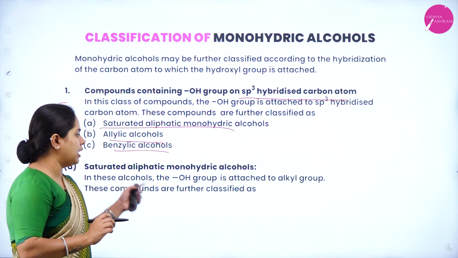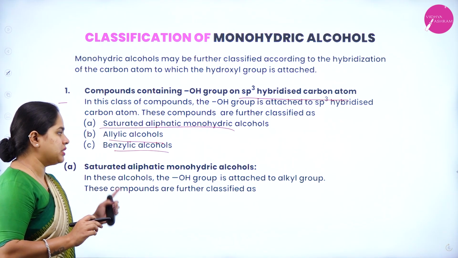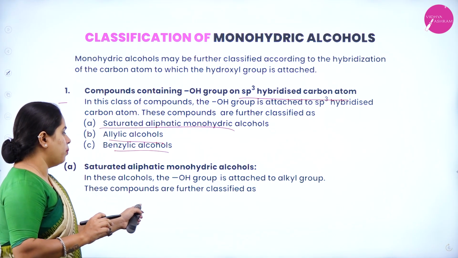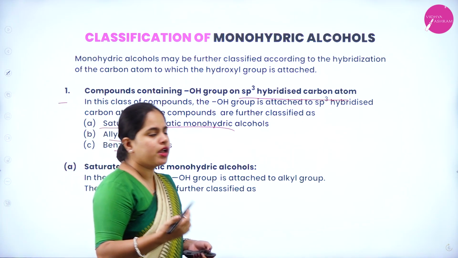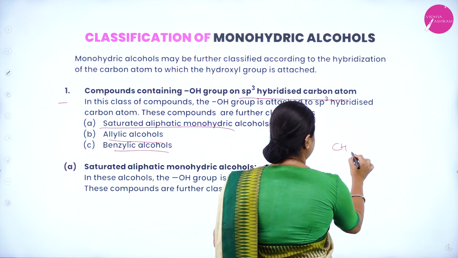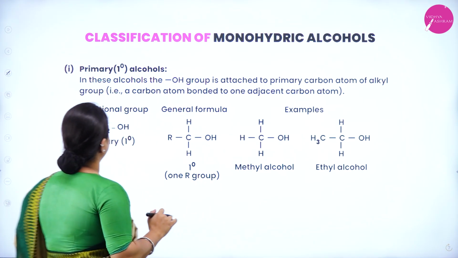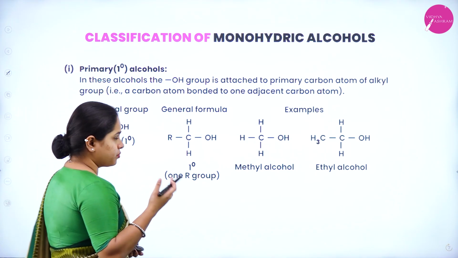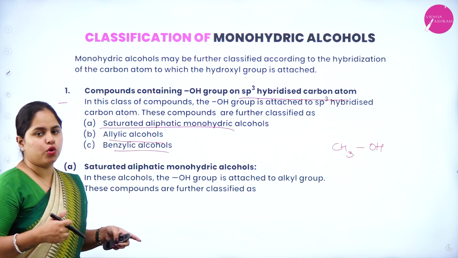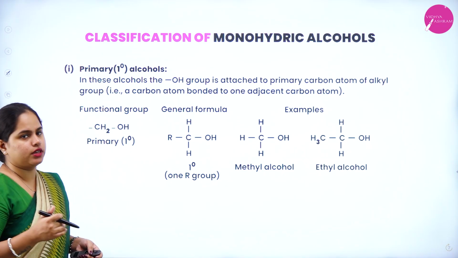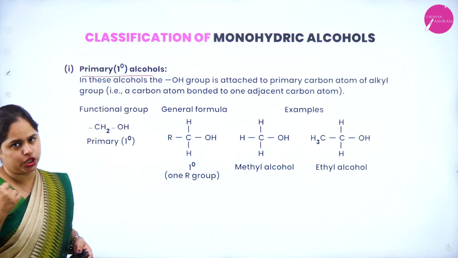First one is saturated aliphatic monohydric alcohols. In these alcohols, the hydroxyl group is attached to the alkyl group. It means that it is directly attached to the alkyl group. This can be an example: CH3OH, it is directly attached to the alkyl group. Based on that, you have further divisions within saturated aliphatic monohydric alcohols, that is primary alcohols, secondary alcohols and tertiary alcohols.